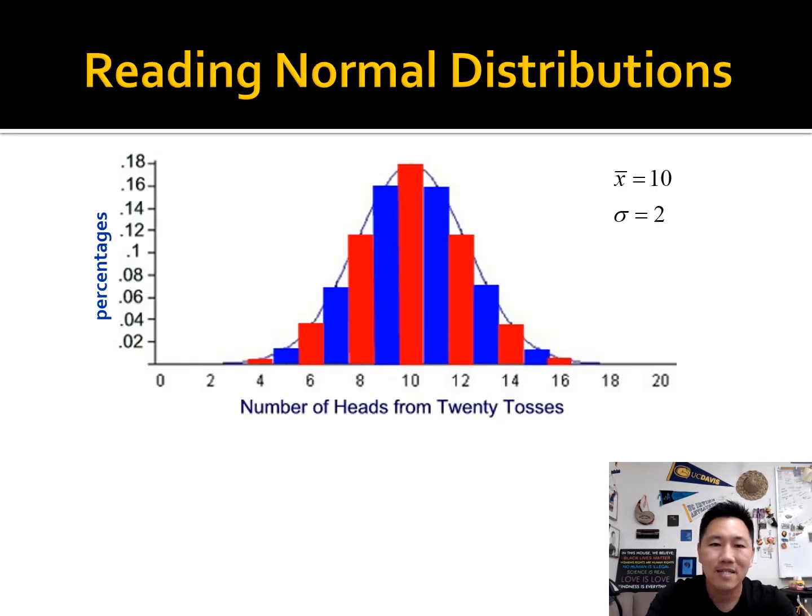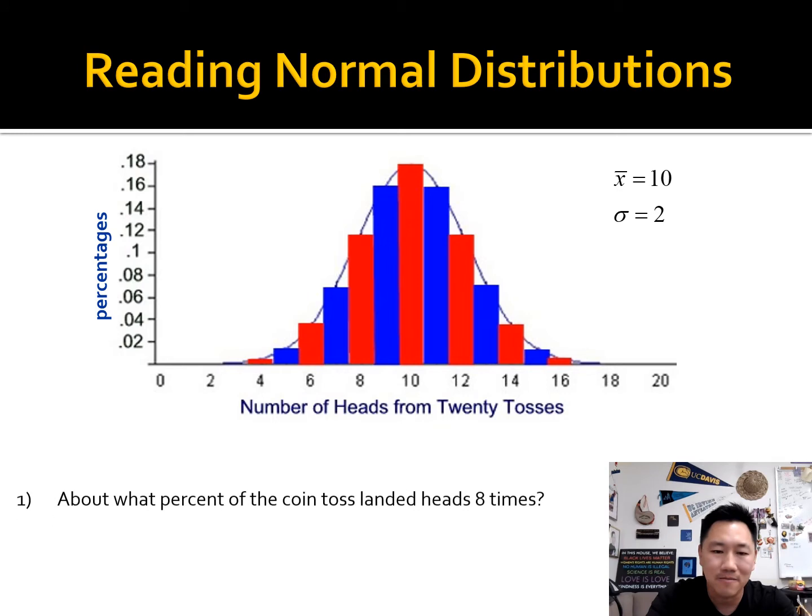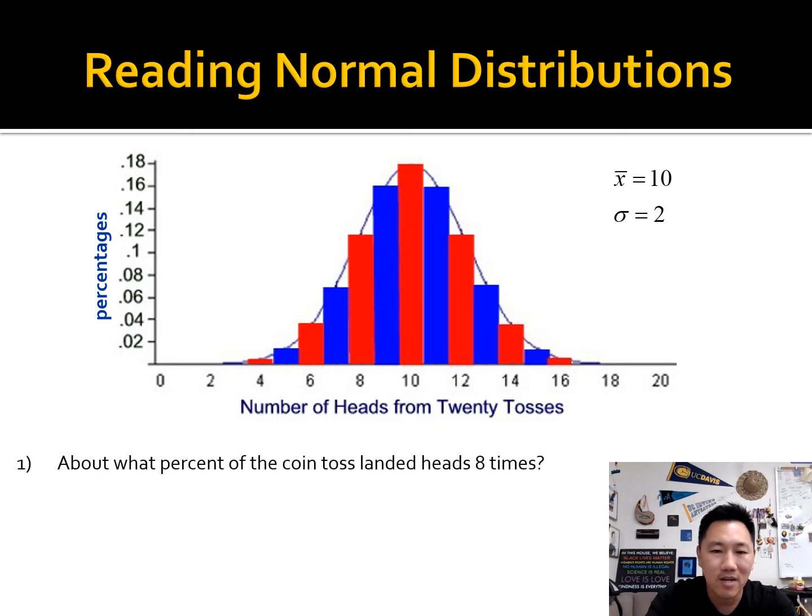Here it is. Here's an example of how to read a normally distributed bell curve. Here we have the number of heads from 20 coin tosses, and then the percentages as to when they happen. So when the question is asking about what percent of the coin tosses land heads 8 times, all you got to do is look at the 8 times that it lands heads, and the chart goes over, and it looks like it's at 0.12, otherwise known as 12%.